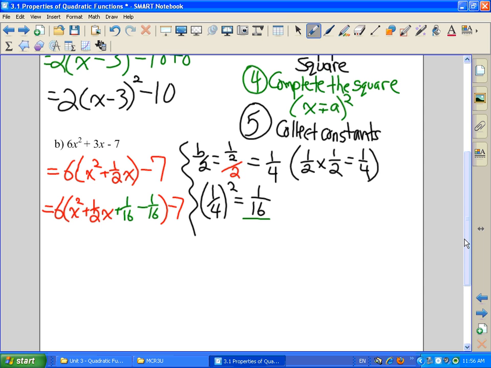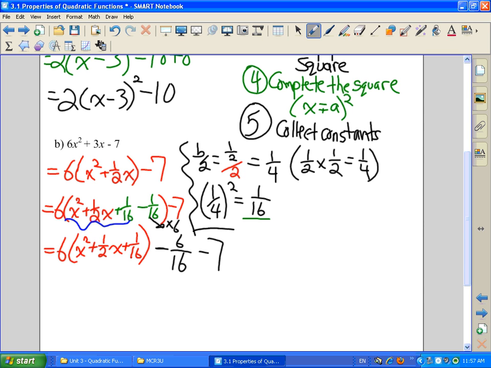Okay, again, we're going to collect the first 3 terms in there. That's going to make our perfect square. So we are going to write 6 out front, x squared plus 1/2 x plus 1/16. And then when you bring that -1/16 out, don't forget you got to times it by 6. So that's going to be -6 over 16, subtract 7. Okay? What I notice here, guys, to make life easier is I can reduce this fraction. So 2 goes into 16 8 times, and 2 goes into 6 3 times. I'm just making life a little easier.